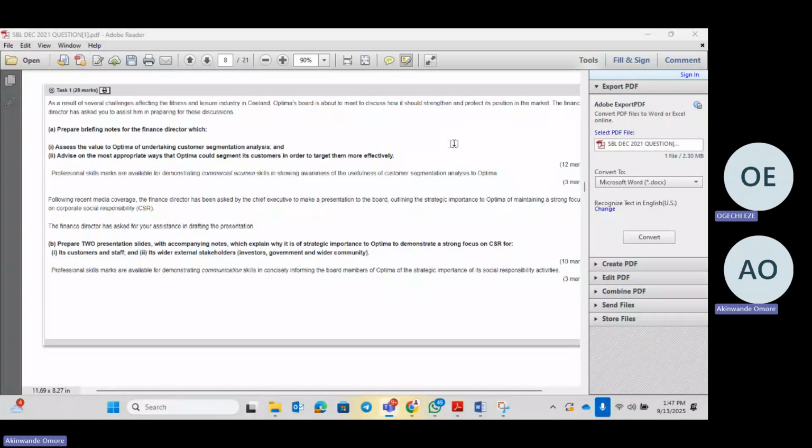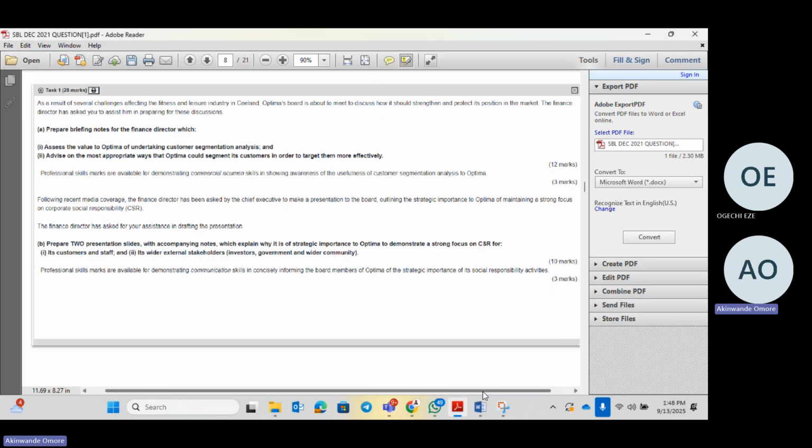Look at what you say here. As a result of the several challenges affecting the fitness and leisure industry, Optimal Body is about to meet to discuss how it should strengthen and protect its position in the market. So when you want to strengthen your position in the market, what are you trying to do? You're trying to strategize. Is that clear to you?